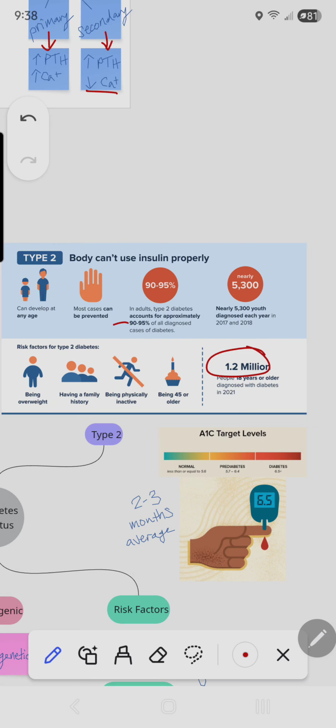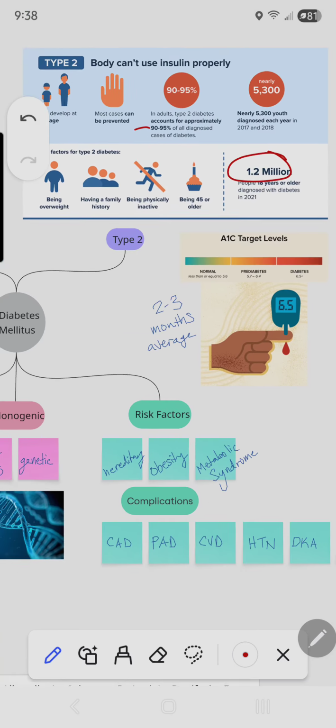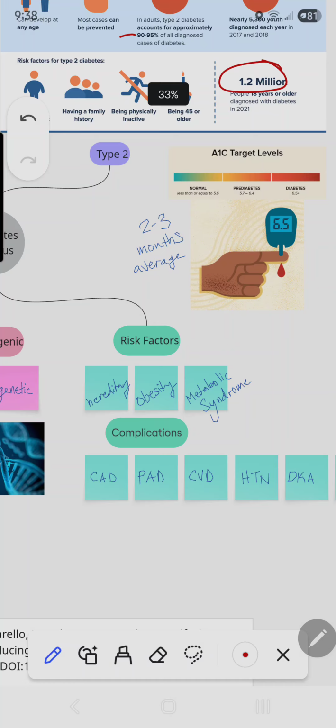There are some risk factors for type 2 diabetes, and these are located down here. Hereditary: if somebody in your family also has diabetes, that can be a risk factor. Obesity is a known risk factor. Another one is metabolic syndrome, which is kind of a cluster of risk factors. It's diagnosed when you have 3 or more. This is going to be hyperglycemia, hypertension, hypercholesterolemia, or increased waist circumference. So those are all things that are risk factors for diabetes.